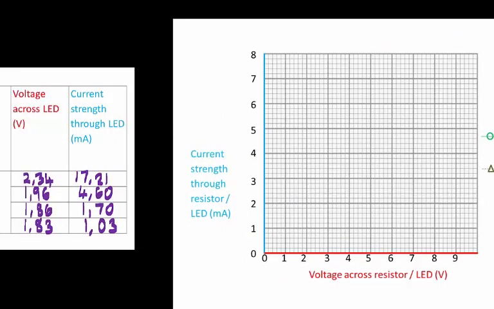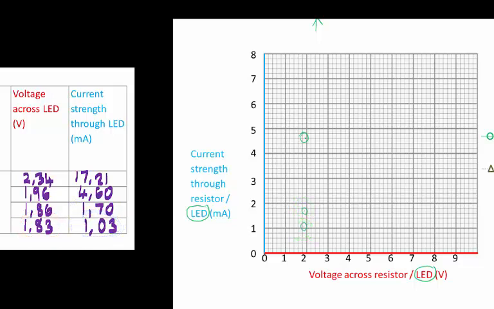Let's plot a graph of this data that we got. So we're now doing it for the LED, not for the resistor. When the potential difference was 2,34, then the current strength is way up. It's off our graph. I can't even show it. It's up here, 17,21. When the potential difference is 1,96, the current strength was 4,60. When the potential difference was 1,86, then the current strength was 1,70. When the potential difference was 1,83, then the current strength was 1,03.